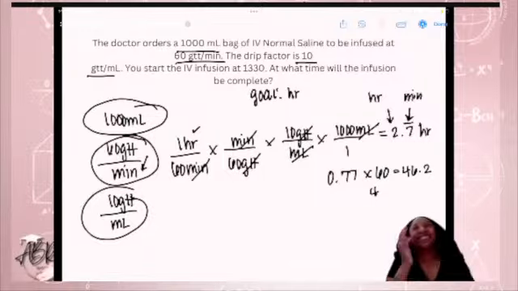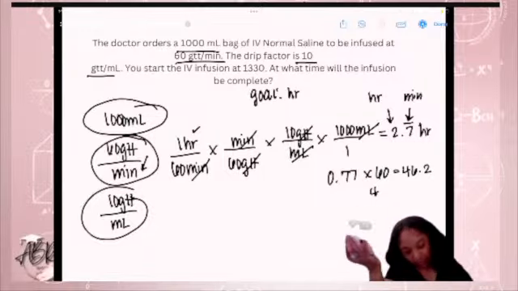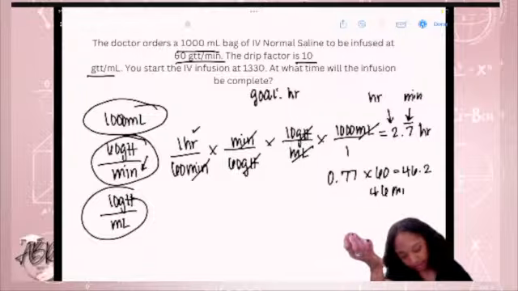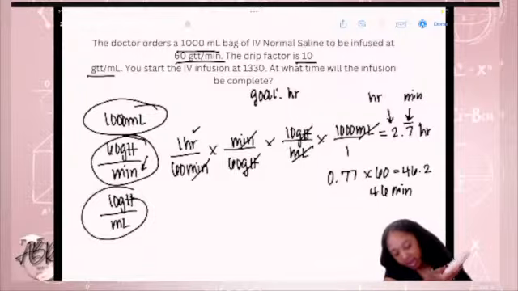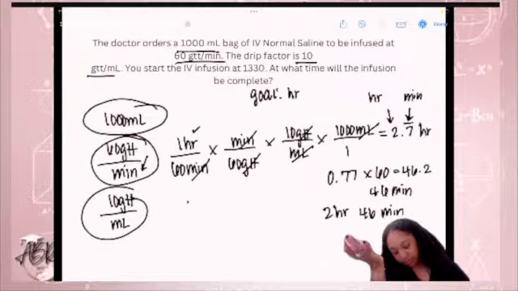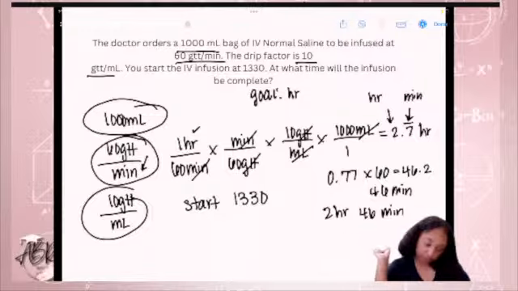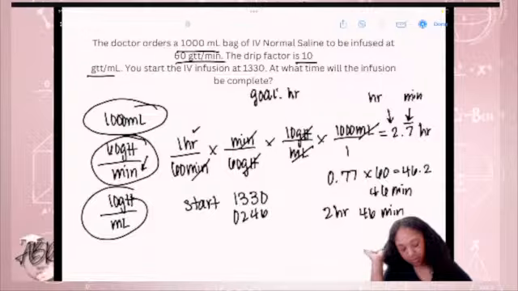All right. So, okay. What are we doing? 46 minutes. All right. So, we have 2 hours and 46 minutes. So, if we started at 13:30 and we add 2 hours and 46 minutes, what is that going to be?